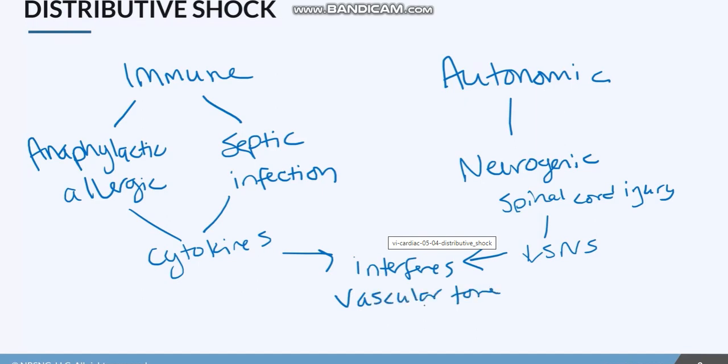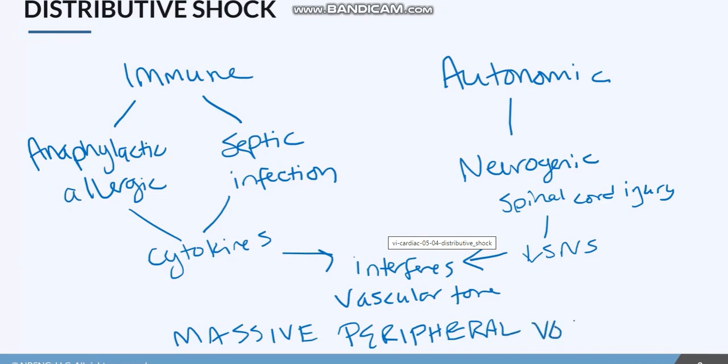So if I can't get vascular tone, I'm going to get massive, and these are the key words here, guys, to remember distributive shock, massive peripheral vasodilation. Okay. So if vascular tone is interfered with, then I can't constrict and I'm going to get all of this dilation out in the periphery.